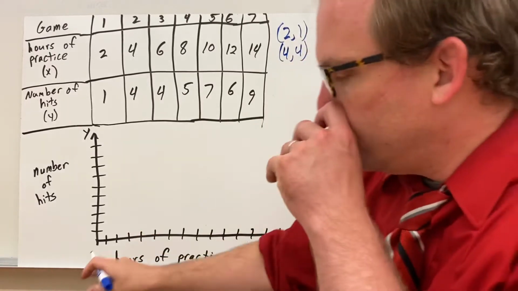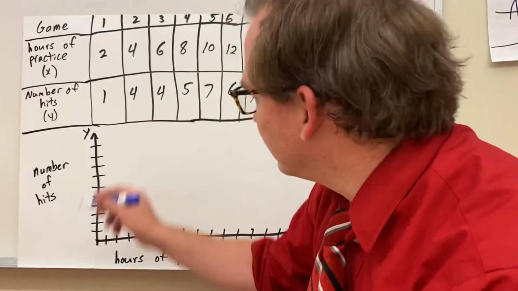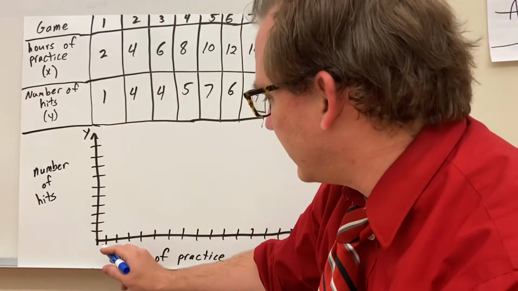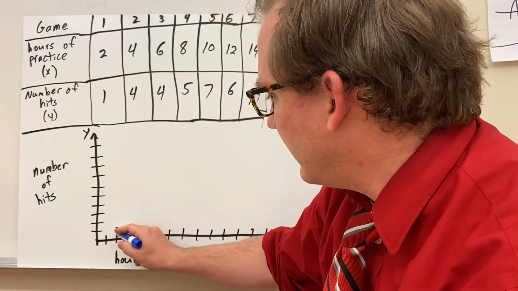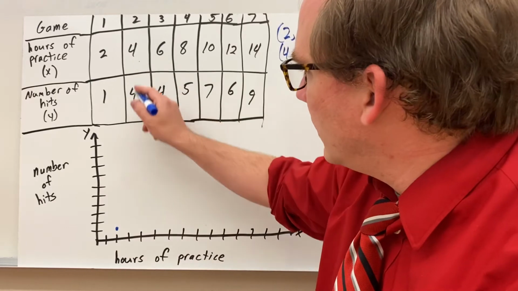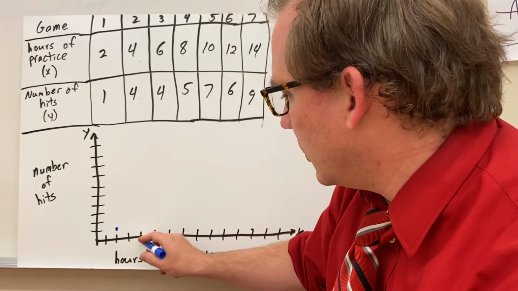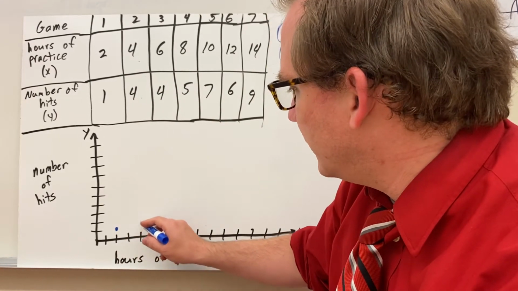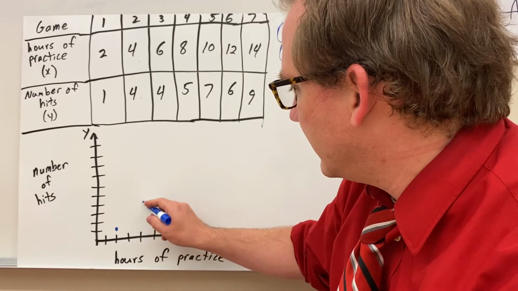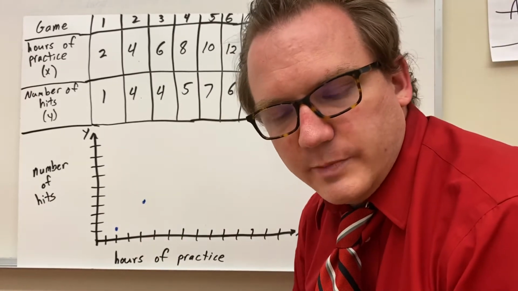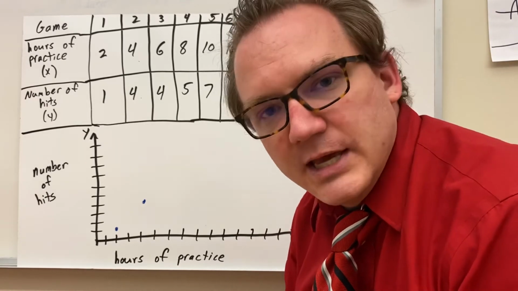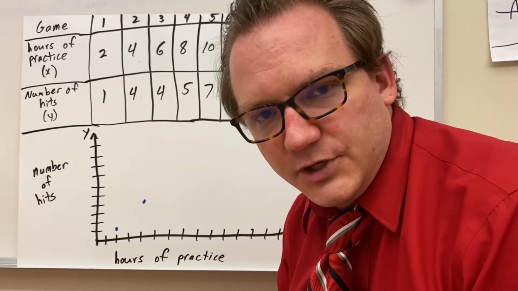And I go through and I can graph all these points. So 2 hours of practice, 1 hit, I go up to 1 hit on my graph here. (4, 4), so I go over to 4 and I go up 1, 2, 3, 4, and I put a point there, just about. I'm estimating here. Scatter plots are not going to be some exact mathematical thing. It's a general estimate and sense of the numbers we're looking for.